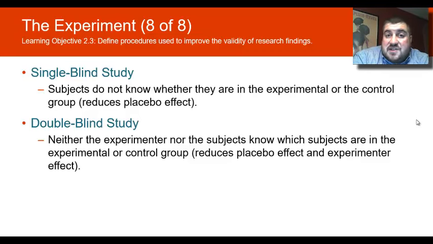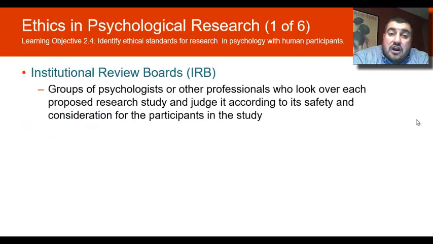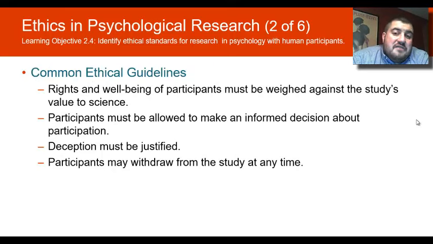Ethics in psychological research. All of the experiments that get approved at universities and whatnot have to go through what they call IRBs, or institutional review boards. They look over proposed studies and judge them for their safety and consideration for the ethics for the participants in the study. Basic common ethical guidelines set forth by the American Psychological Association are: the rights and the well-being of the participants are the most important thing, and it must be weighed against the study's value to science.